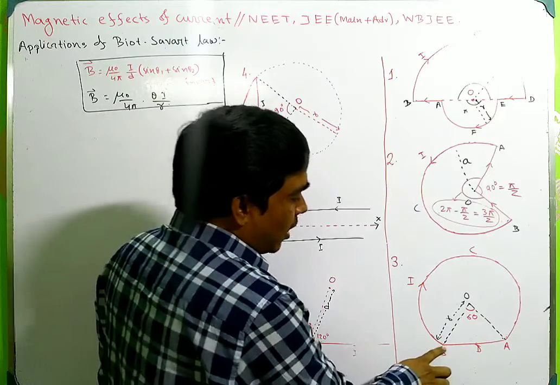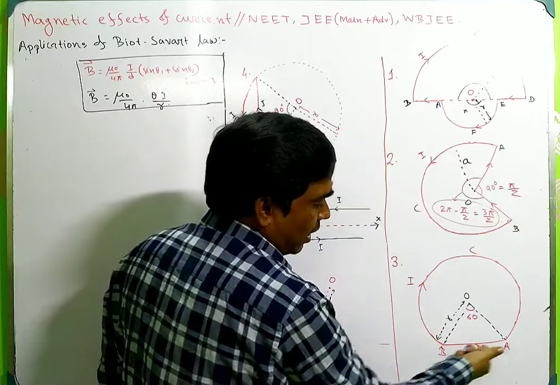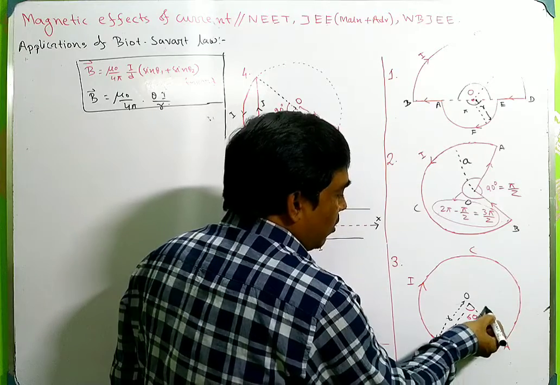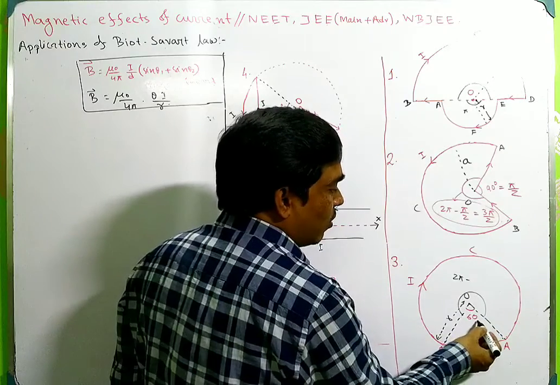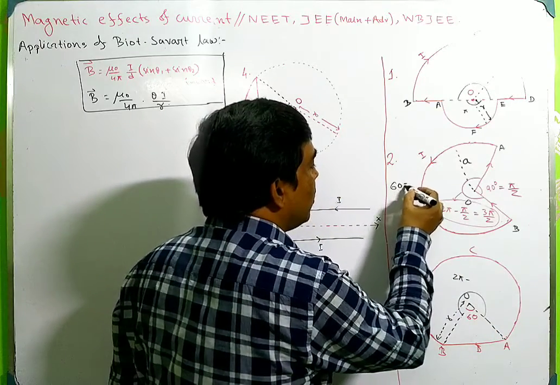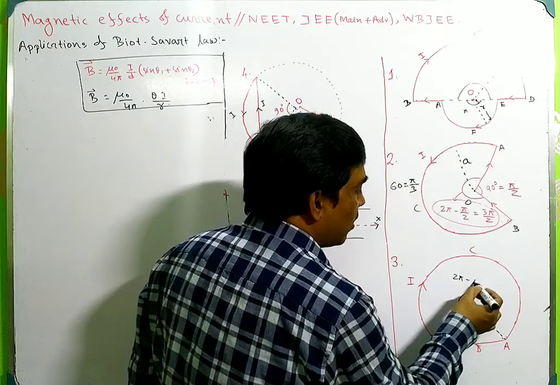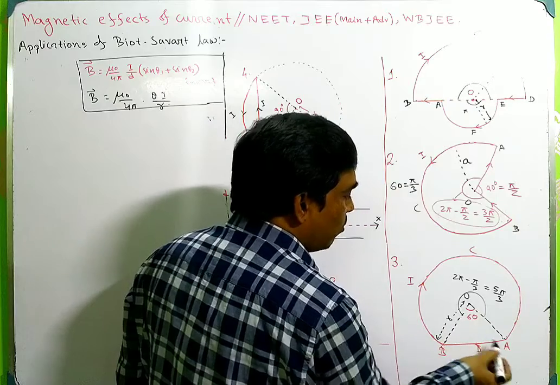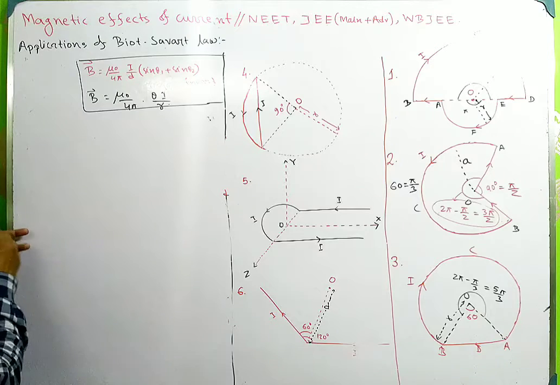Here you see, this is the curved portion, and this is the straight line portion, A and B. So we can easily calculate the magnetic field for this portion. This angle will be 2 pi minus 60 degree. So 60 degree means pi by 3. So it will be 2 pi minus pi by 3, so it will be 5 pi by 3. So the magnetic field due to the ACB portion can be calculated in this way. So what will be the solution of problem number 3? So this is problem number 3.